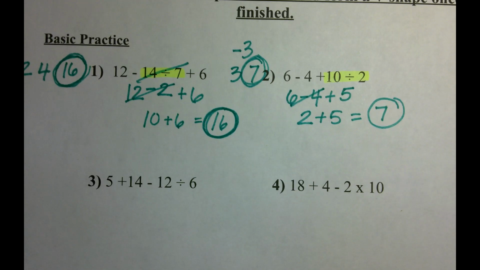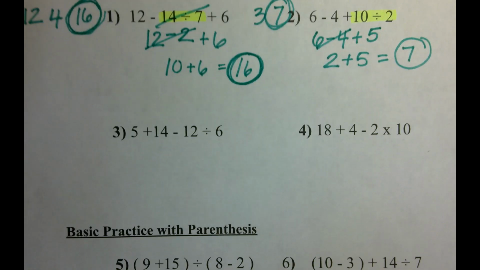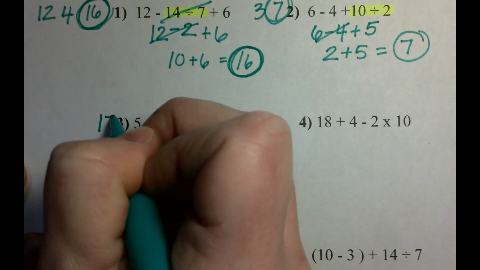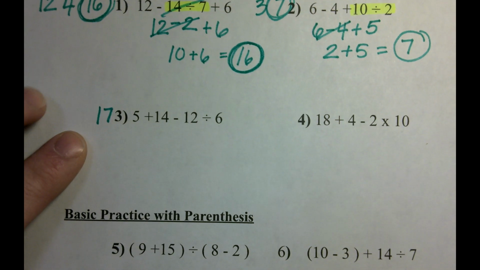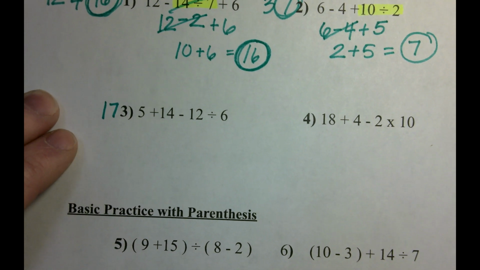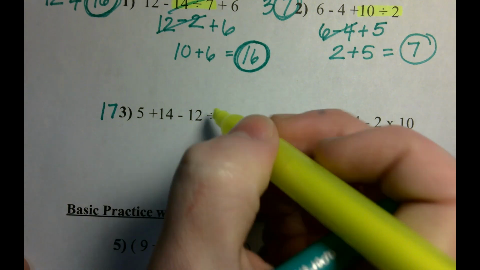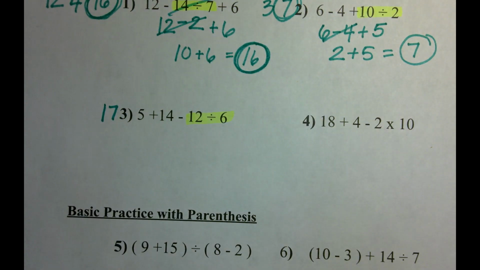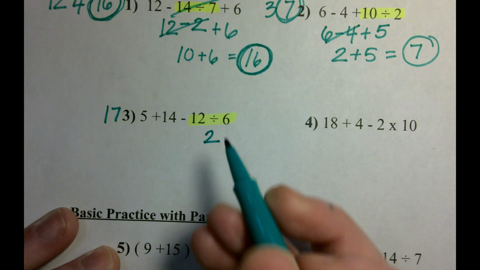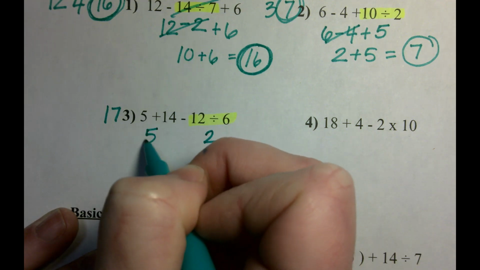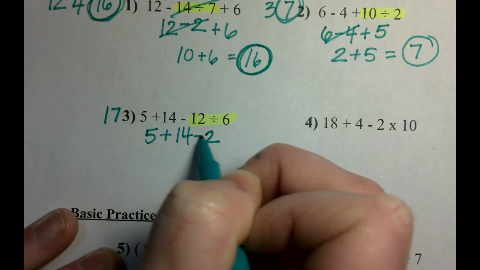Let me know. We can go through it. Number 3 is 17. Is it 17? Yeah, that's what I got. What other answers did we get? Anybody get something other than 17? Everybody got 17? Okay, good. Let's double check it just in case. What do we do first? Division. 12 divided by 6 is 2. And then what do I do? Bring everything else down. 5 plus 14 minus 2.